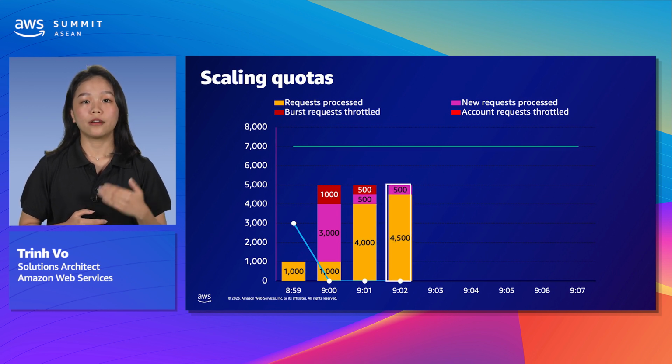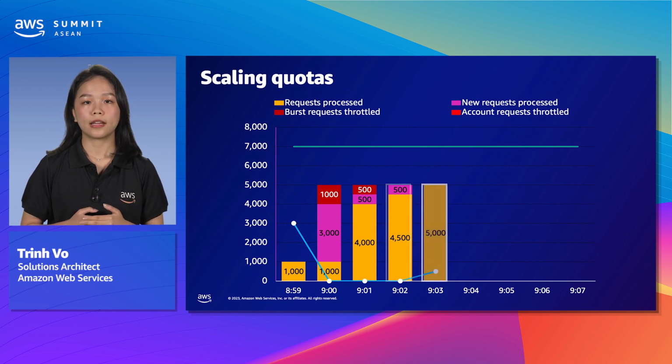Lambda scales by another 500 concurrent invokes per minute. Now no request is throttled. The application can now handle all 5,000 requests. And the app continues to handle the sustained 5,000 requests, and the burst concurrency quota rises up to 500.